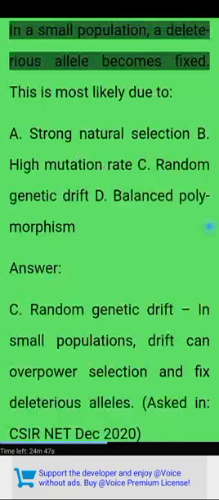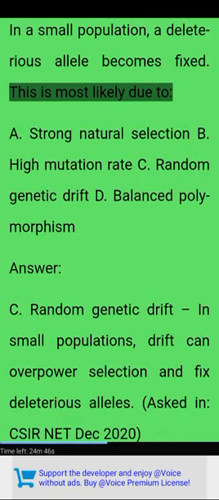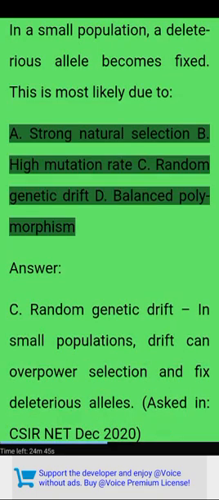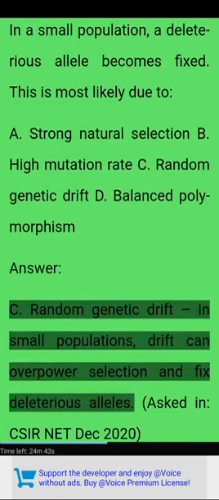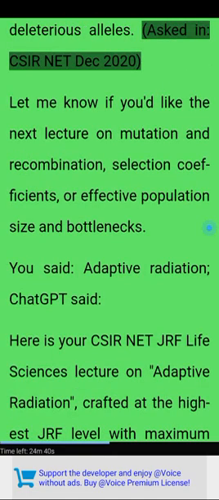Q3, CSIR NET December 2020. In a small population, a deleterious allele becomes fixed. This is most likely due to: A, strong natural selection; B, high mutation rate; C, random genetic drift; D, balanced polymorphism. Answer: C, random genetic drift. In small populations, drift can overpower selection and fix deleterious alleles. Asked in CSIR NET December 2020.